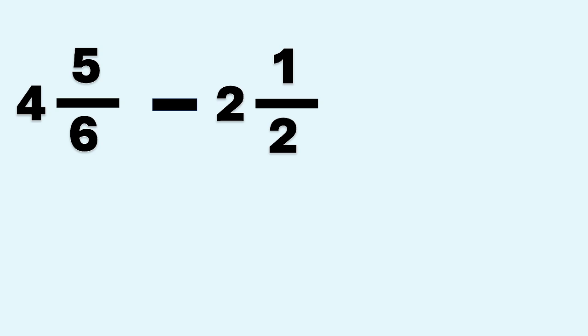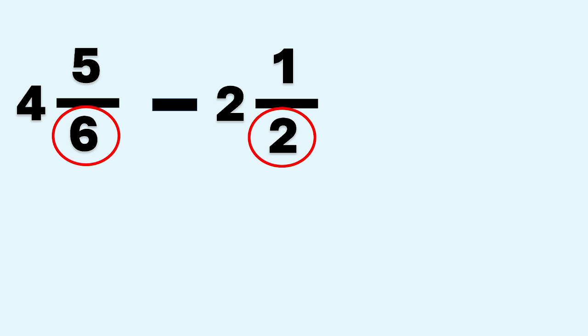Another problem. 4 and 5/6 minus 2 and 1/2. First, we are going to subtract two fractions. When we subtract fractions, we need a common denominator. We have here 6 and 2.